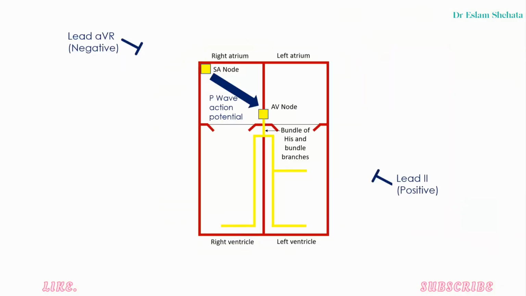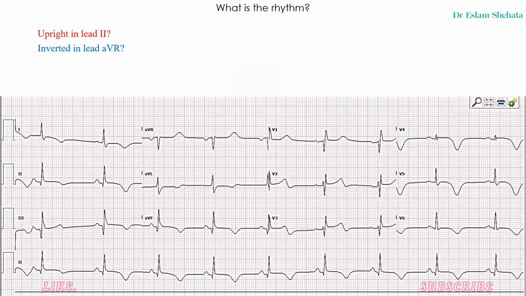And to make that a little bit more clear, I've done this diagram, and we've got the sinus node here, AV node, and here's the P wave action potential. So as you can see from a normal sinus beat, the action potential starts here, travels down and to the left and towards lead 2. So lead 2 has a positive P wave, and it's heading directly away from lead AVR, and so AVR has a negative P wave.